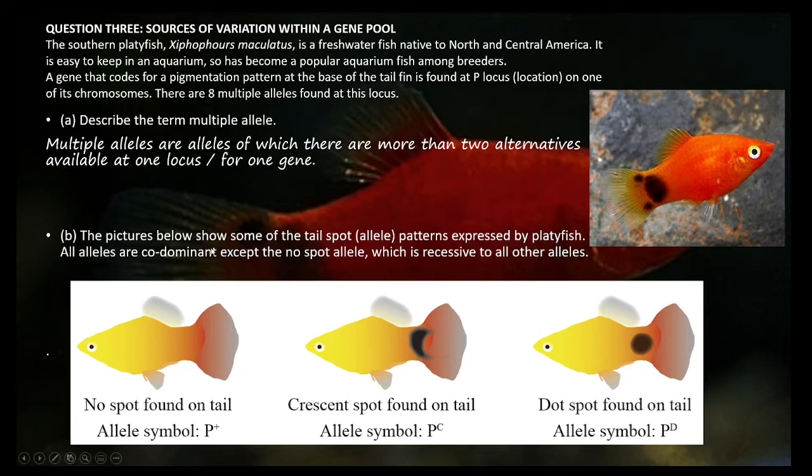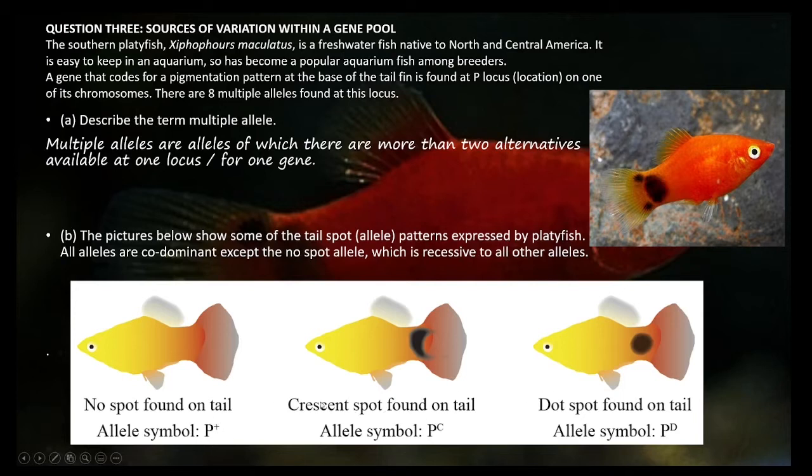The picture below shows some of the tail spots, or the allele patterns, expressed by the platyfish. All alleles are co-dominant except the no spot allele, which is recessive to all the other alleles. So this is the no spot allele, and they just told us that it's recessive, but they still give us this capital P plus, which I find strange. It should have been, in my opinion, a lowercase p, but hey, that's what they want us to use, so that's what we'll use.